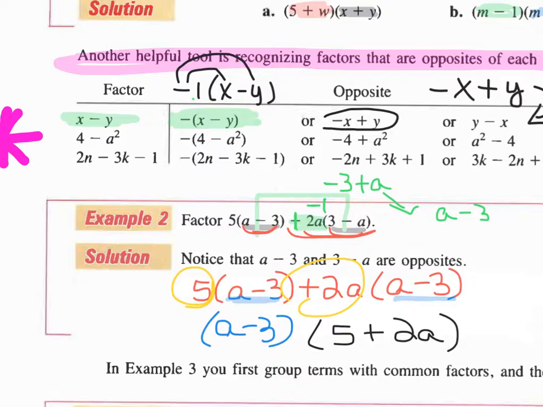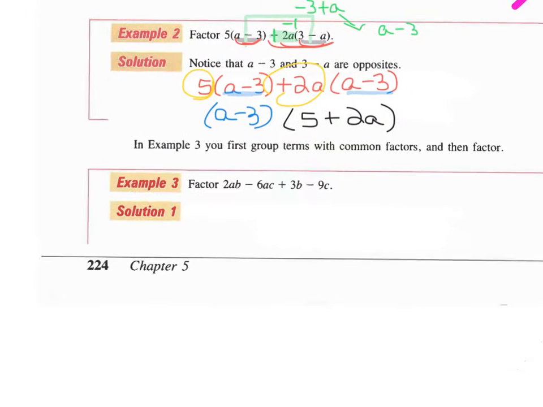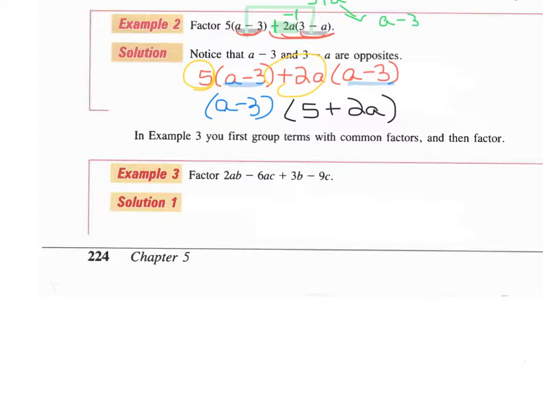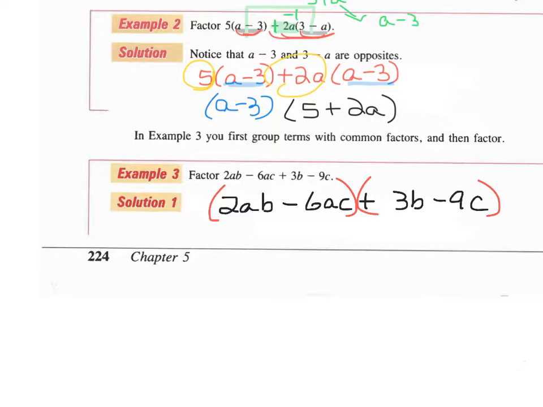Let's try another example. Let's look at example 3. Here it says to group common factors and then factor out the greatest common factor. So let's go ahead and rewrite this. So I have 2ab minus 6ac plus 3b minus 9c. So I'm going to group them. Within each group, I'm looking for a greatest common factor. Out of my first group, I can pull out a greatest common factor of 2a.